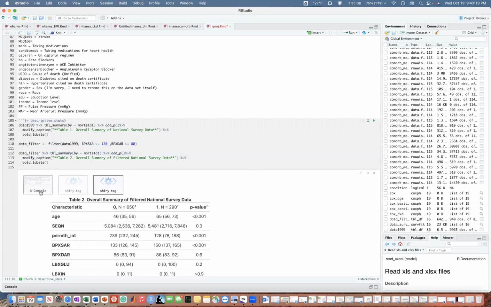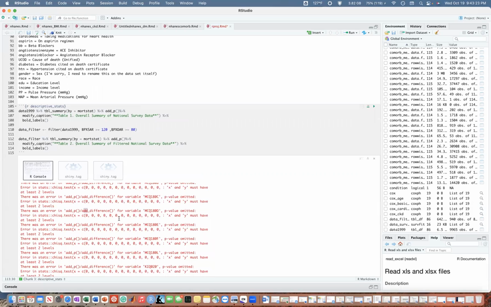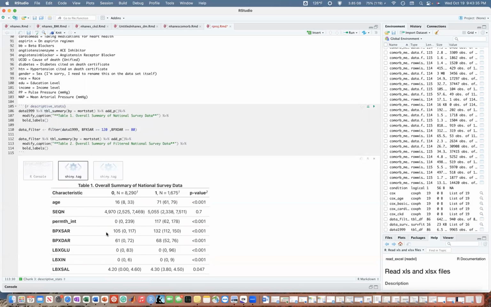This console will just tell you any errors that happen, as you notice. I'll just tell you off the top of my head, this is happening because there's not enough events for MCQ 180D, which I'm not really sure what that variable is. I think it might be the age of diagnosis of a heart attack or something. It just means there's not enough events for it to be significant.